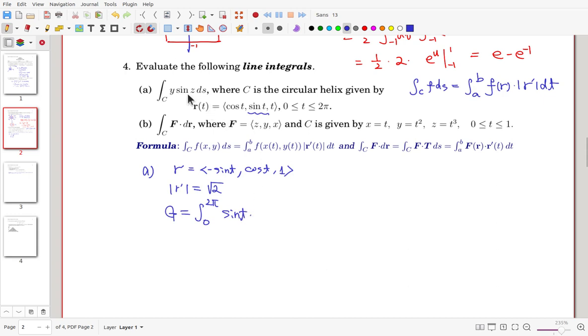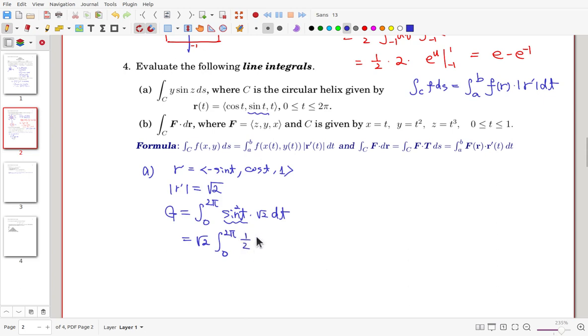And then sine z is t. So one more sine t. And now that is the integrand, and we have a scaling factor, square root of 2, and dt, right? Okay, for that one, square root of 2 will come out, and we can use the formula from 0 to 2 pi for that one.